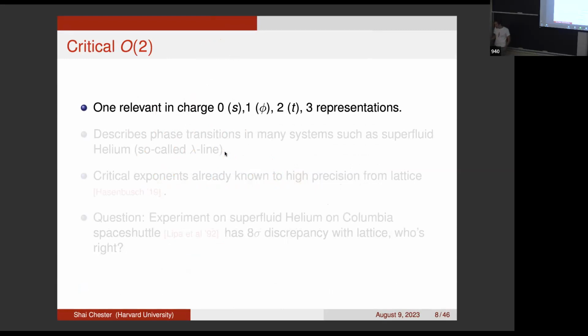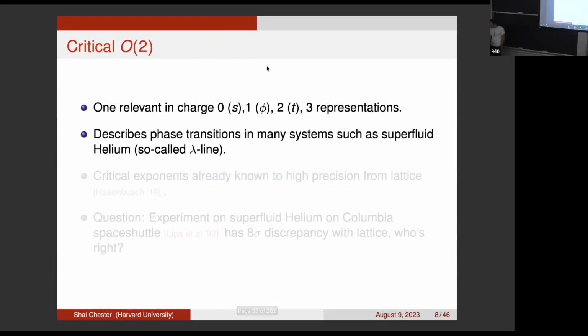So now n equals 2. In this case, for the relevant operators, you have one relevant singlet, one relevant charge 1, and one relevant charge 2. And so this theory describes phase transitions in many systems, for instance, superfluid helium.